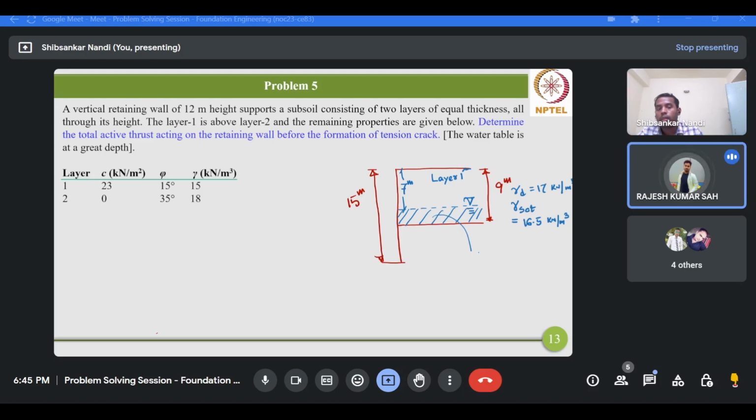What sir? Sir, your sound is not clear. Once again: the soil mass in layer 1 under the groundwater table, will it be under saturated condition or dry condition? The portion below the water table, sir. Yes, below the water table, the portion of layer 1, will it be saturated or in dry condition?